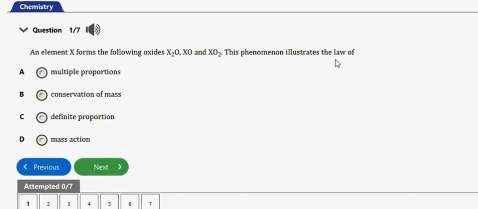The first question I have here says an element X forms the following oxides. The phenomenon illustrates the law of: multiple proportions, conservation of mass, definite proportion, mass action. So this expression we have here illustrates the law of multiple proportions. Very important.